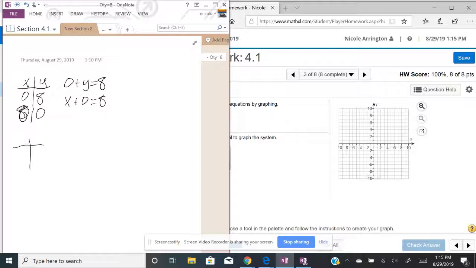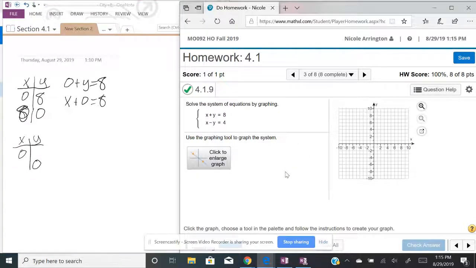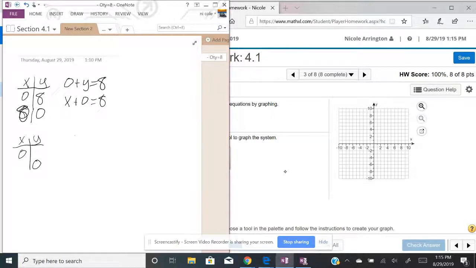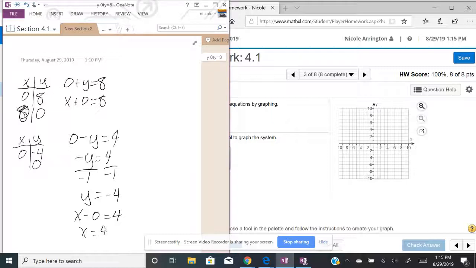Now, if we do the same thing with the second equation, it was x minus y equals 4. So when x is 0, 0 minus y equals 4, negative y is equal to 4. Divide by negative 1, y is equal to negative 4. And same thing with the other one. If x minus 0 equals 4, x equals 4.